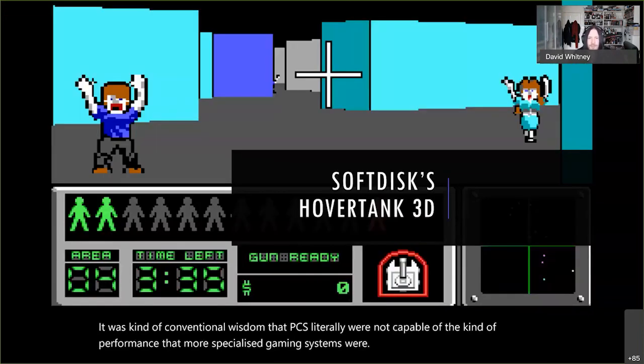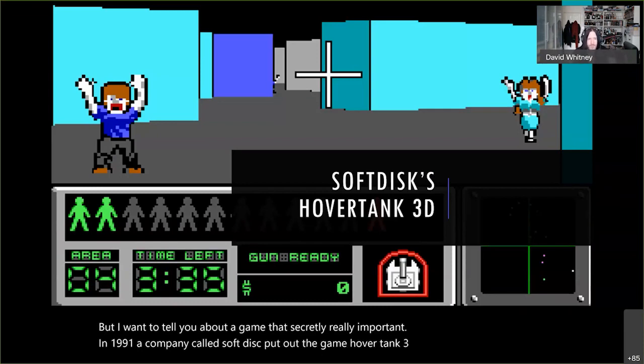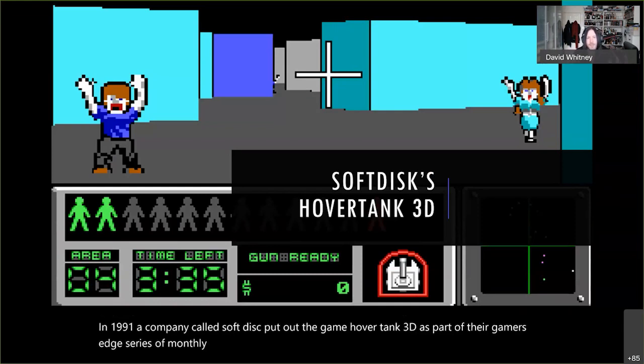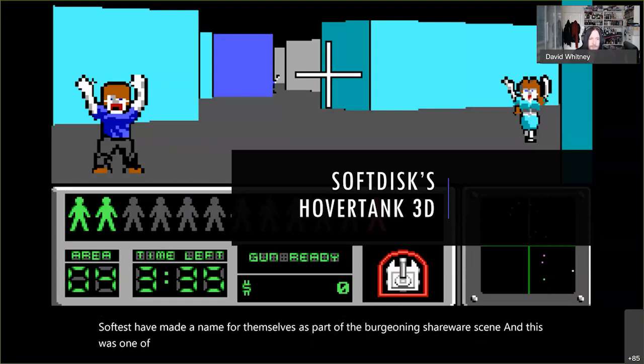But I want to tell you about a game that's secretly really, really important. In 1991, a company called Softdisk put out the game Hover Tank 3D as part of their Gamer's Edge series of monthly discs. This is a series curated by a man called John Romero. Softdisk had made a name for themselves as part of the burgeoning shareware scene, and this was just one of the many games they put out. They described it like this.